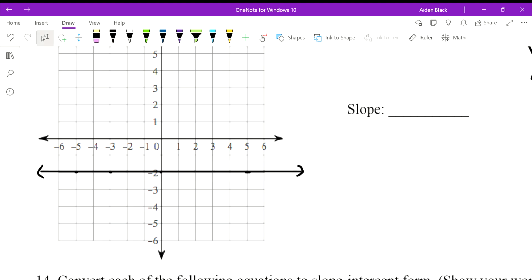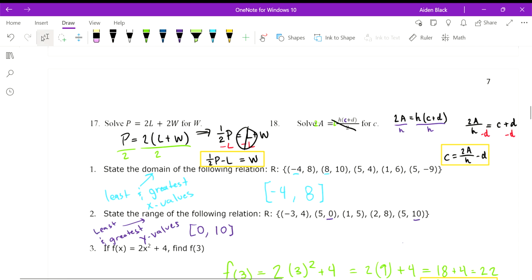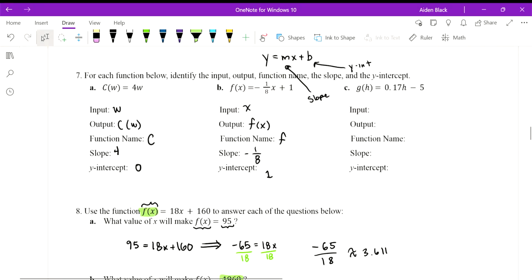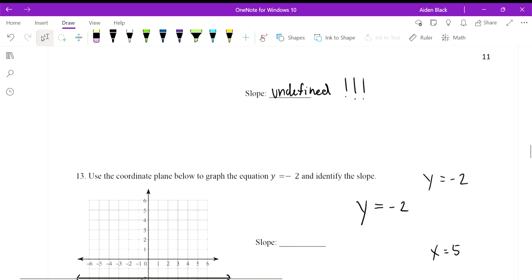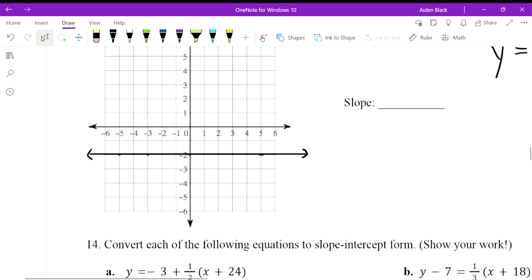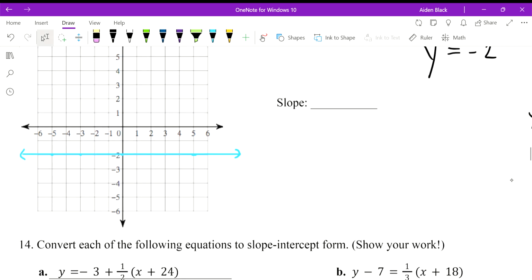What would you say the slope is for this line? For this line here, what would you say that the slope is? 0. Because rise over run. As you notice, we can run or go left or right as however many units we want to. Let's just say 4 or 3 or 2. How much do we go up or down? 0. 0 over 4 reduces to 0.